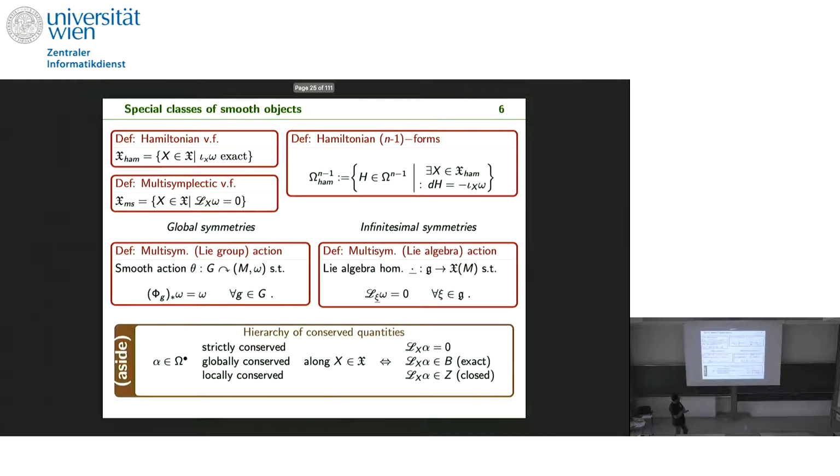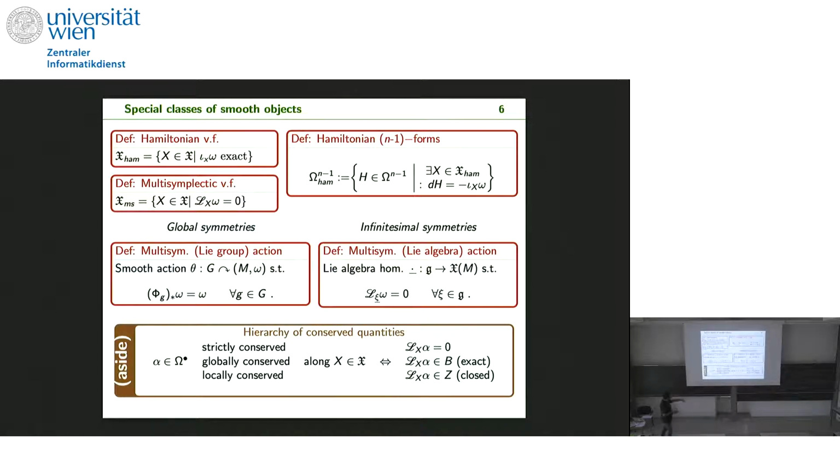And as an aside, when going to the multisymplectic framework, you can see that there is a hierarchy of conserved quantities. You can talk about differential forms in any degree and define the notion of being conserved along a vector field by the fact that the derivative is exactly 0, or is an exact form, or is a closed form. So there is a hierarchy of notions of conservation here.